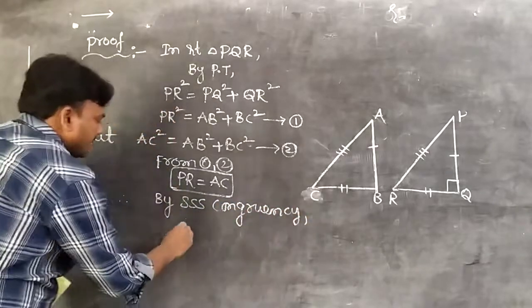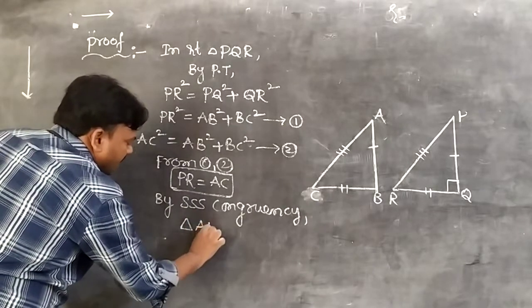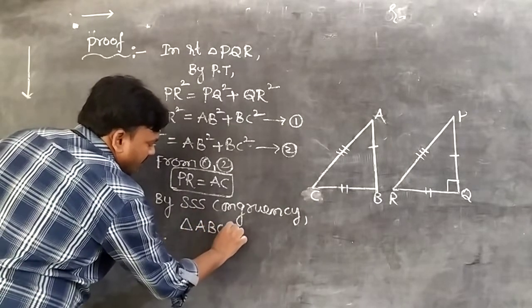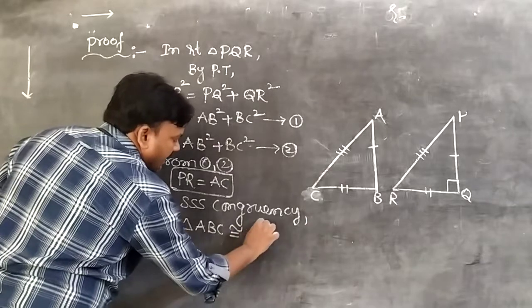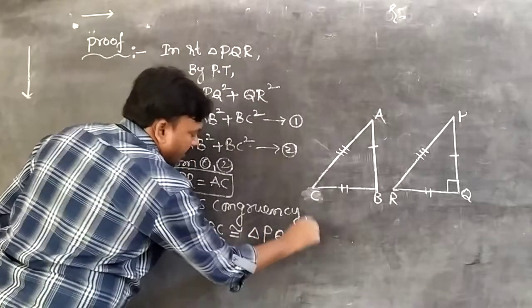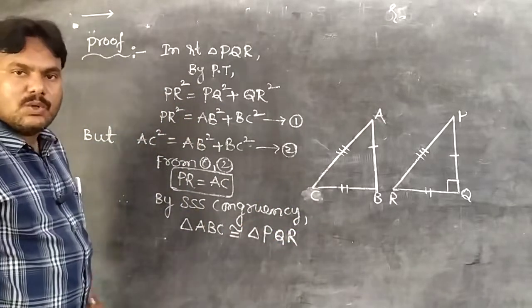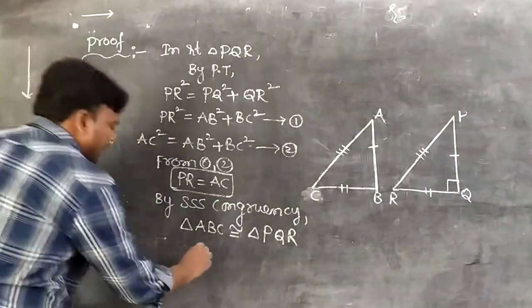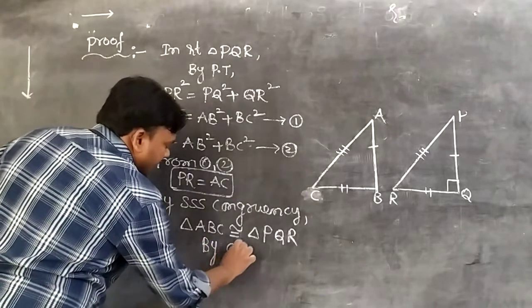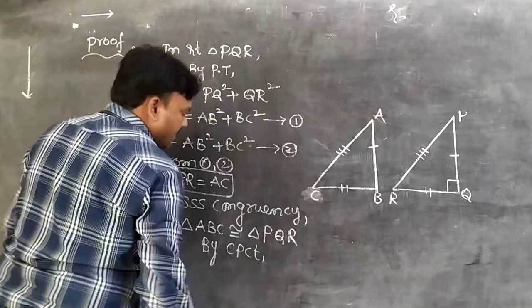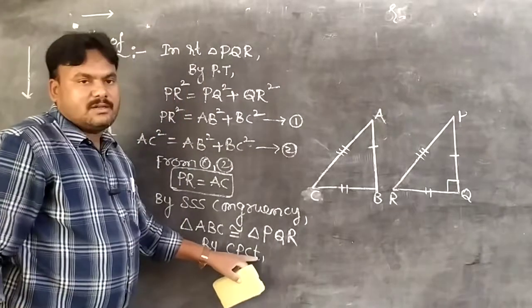Congruency. Triangle ABC is congruent to triangle PQR. Okay, students, by CPCT. What is the abbreviation of CPCT? Observe, corresponding parts of congruent triangles.